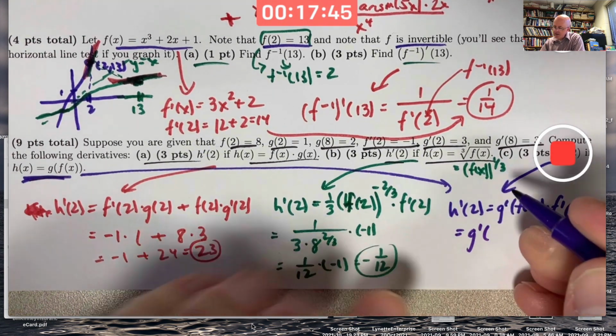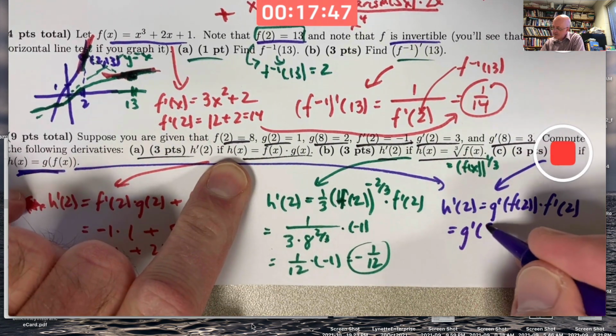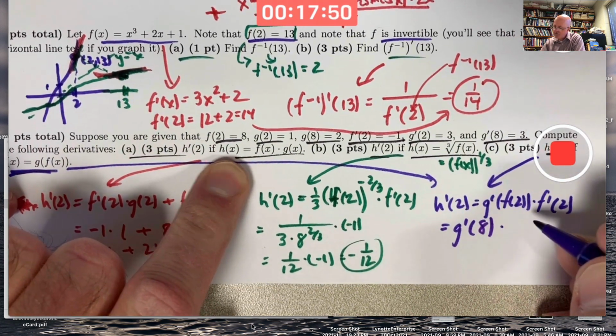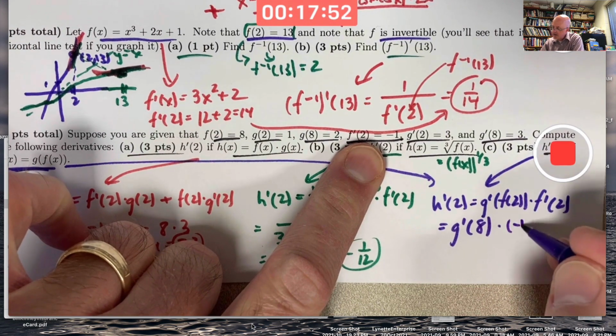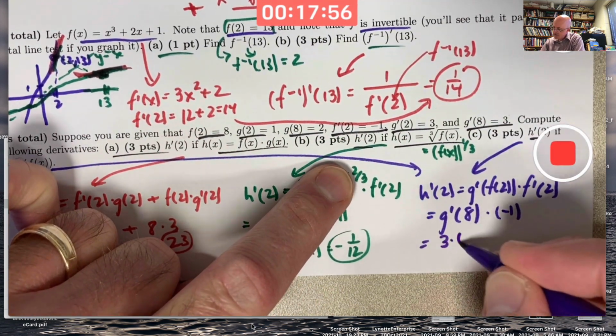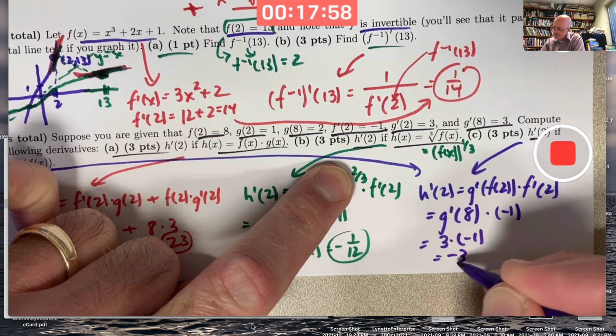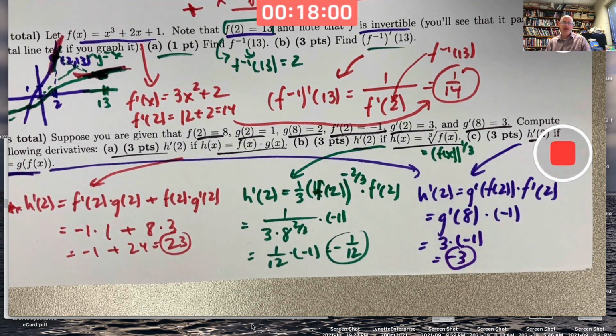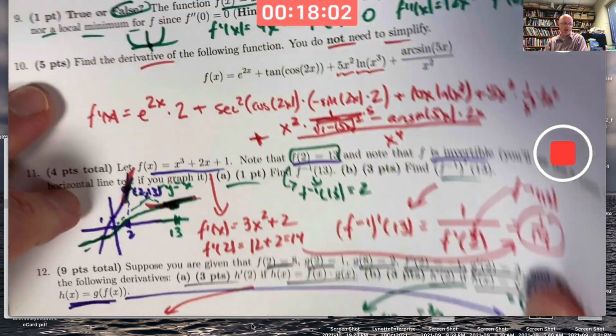Again, f of 2 is 8. So we have g prime of 8. F prime of 2 is -1. G prime of 8 is 3. So we get 3 times -1 is -3. Okay? All right. That's the first page. On to page 2.